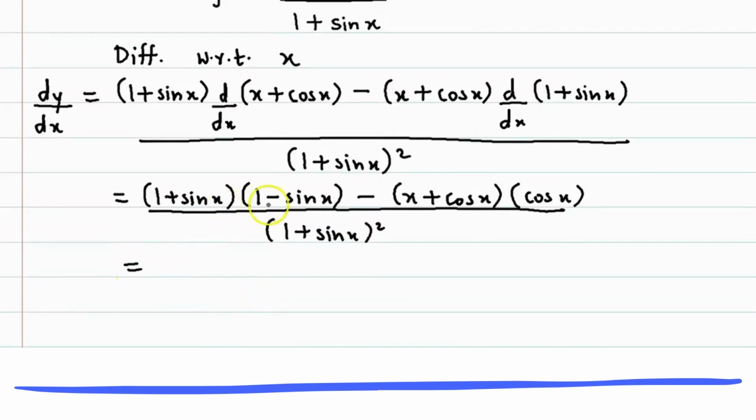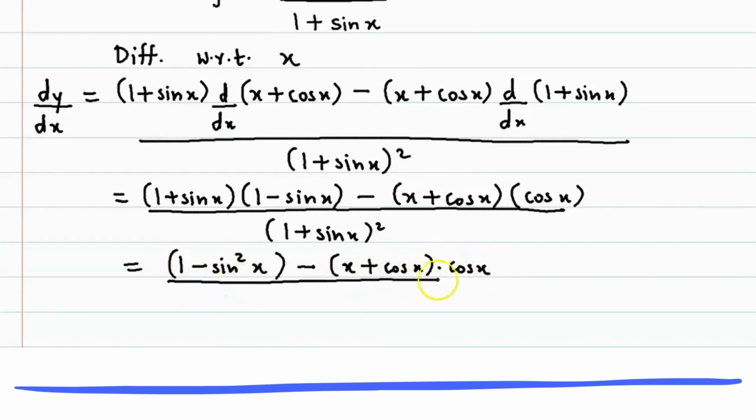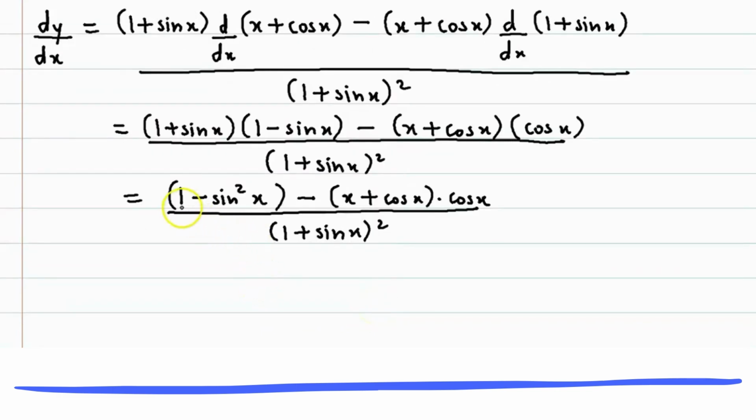Now these two terms are of the form (a plus b) into (a minus b), and hence this could be written as a square minus b square, that is 1 square, which is 1, minus b square, that is sin square x, minus, now this term remains as it is, (x plus cos x) into cos x divided by (1 plus sin x) the whole square. Now we know that 1 minus sin square theta is cos square theta. So this becomes cos square x.